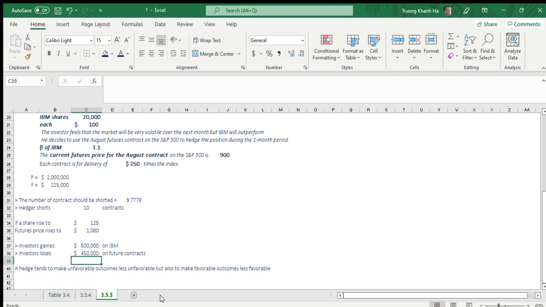The offset might seem to be counterproductive, but it cannot be emphasized often enough that the purpose of the hedge is to reduce risks. A hedge tends to make unfavorable outcomes less unfavorable, but also to make favorable outcomes less favorable.